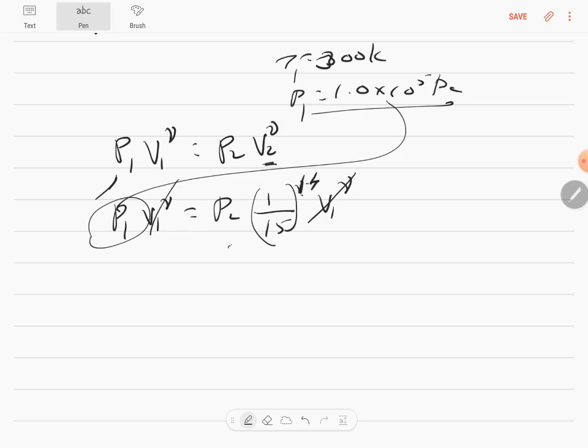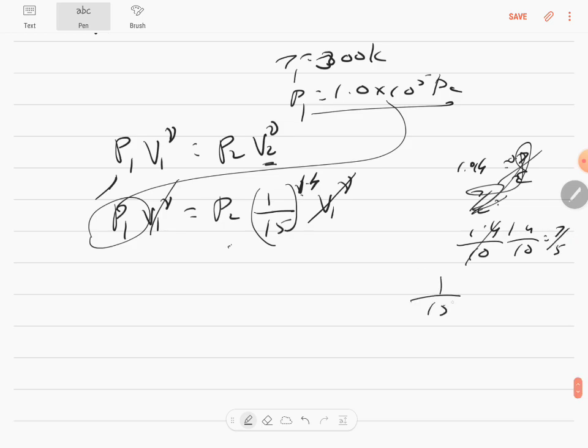When they give you 1.4, it's very hard to do, because 1.4 is 14 by 10, which is 7 by 5. You can't solve (1 by 15) whole to the power 7 by 5 without a log table, and we are not allowed to use the log table in the exam.